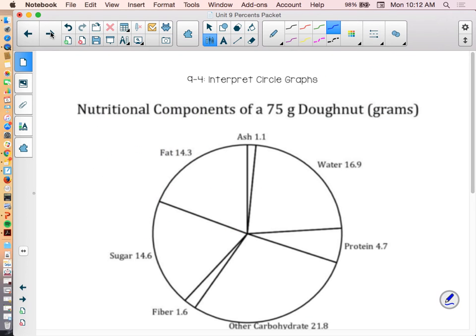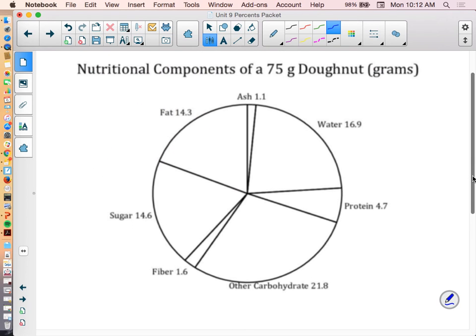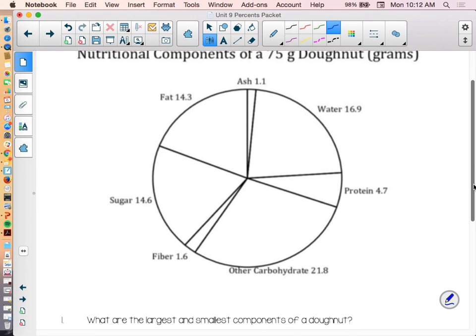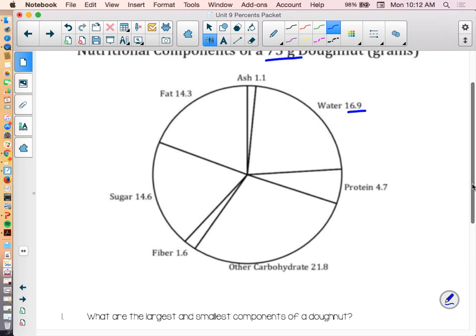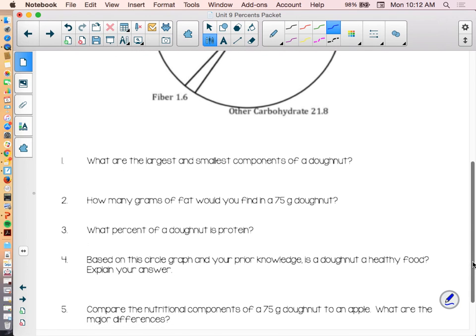Looking at the next page, interpreting circle graphs. So this one is going to be a little more difficult. It only has the numbers. It does not have the percents. And it talks about a 75-gram donut. So you will have to figure out the percents yourself. What are the largest and smallest components? You can still figure that out without the percents, but you will have to calculate at least pieces of this. How many grams of fat would you find in a 75-gram donut? So that's just reading the information that they give you.